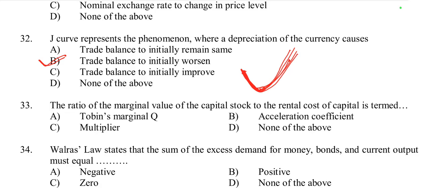depreciation over time. Initially, when a currency depreciates, imports become more expensive and exports become cheaper for foreign buyers. However, the trade balance doesn't immediately improve. First it worsens, then improves. So option B is right here. Trade balance to initially worsen, then improve.